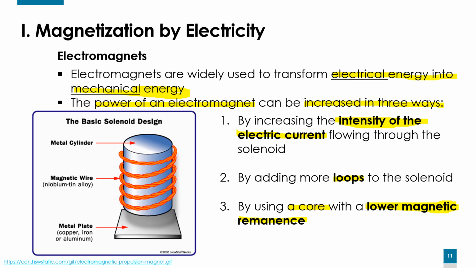So if I use a lower magnetic remanence, this object will lose or gain magnetic field more easily, so I can easily control it by applying or removing the electric current. For example, if I use a higher magnetic remanence, my material will be a permanent magnet, and that's not what I want, because I have to have control.